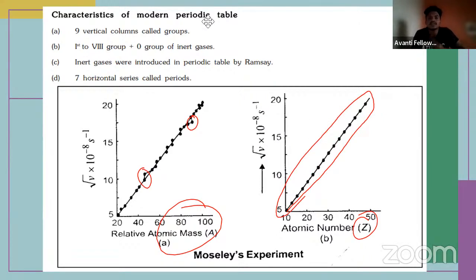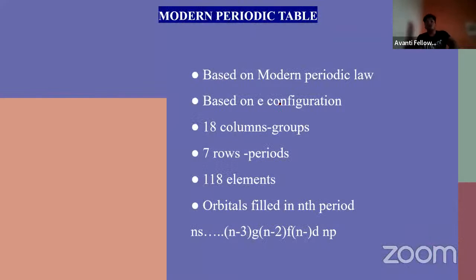This indicates that the periodic table has been formulated based upon the increasing order of atomic number. Very, very most important. Okay, guys, so totally, this is the formulation of the modern periodic table, and these are its outlines. Based upon the electronic configuration, we got to know there are 18 columns, which are called groups, and 7 rows, which are called periods. In total we have 118 elements.